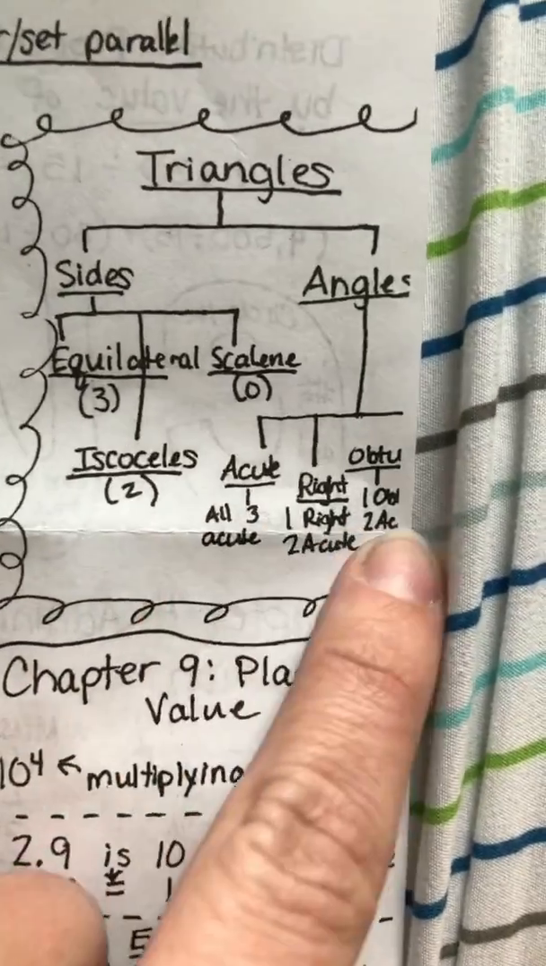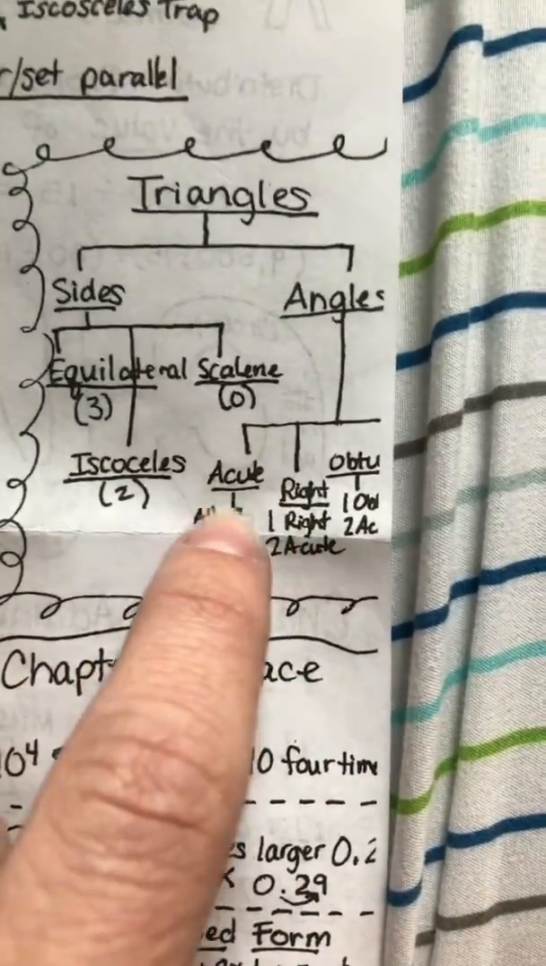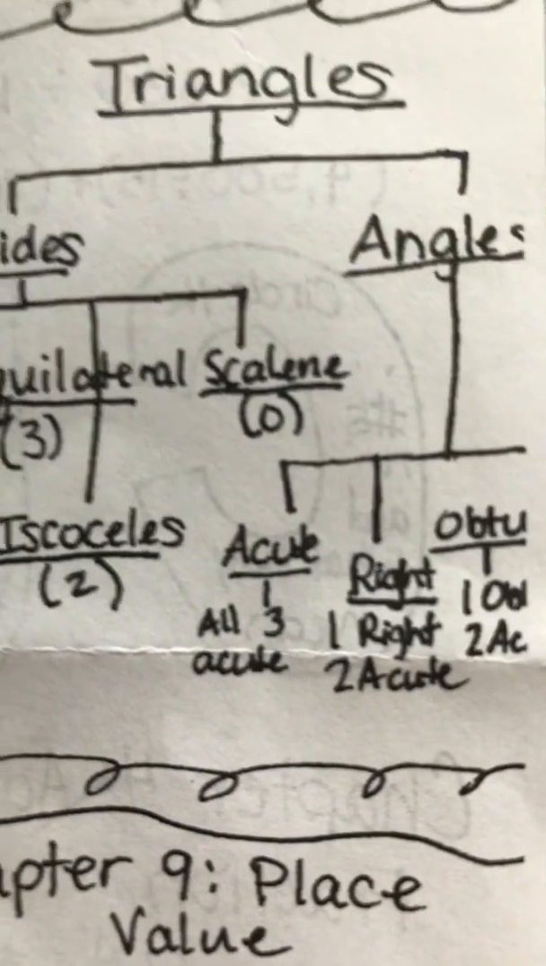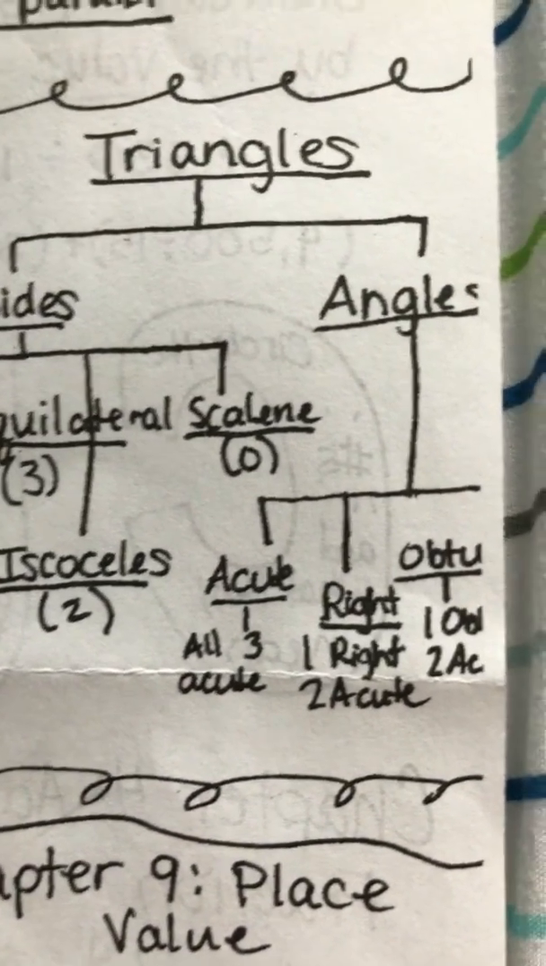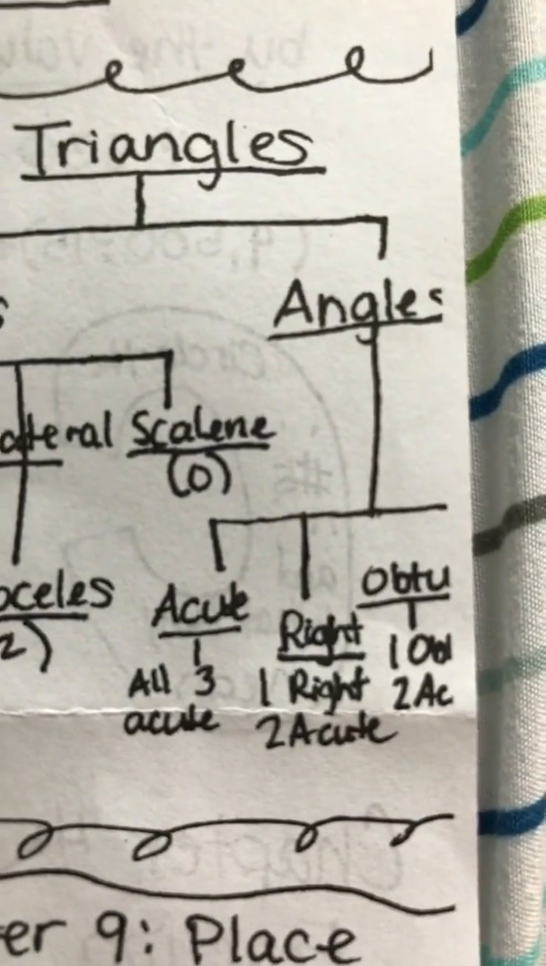All triangles have acute angles. They all have at least 2. If they have all 3, it's acute. A right triangle has 1 right angle with 2 acute. An obtuse triangle has 1 obtuse angle with 2 acute. So again, they all have at least 2 acute. In order for it to be acute, all 3 must be acute.